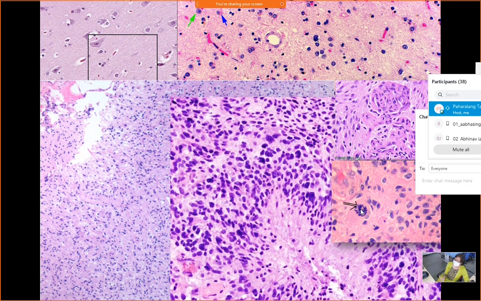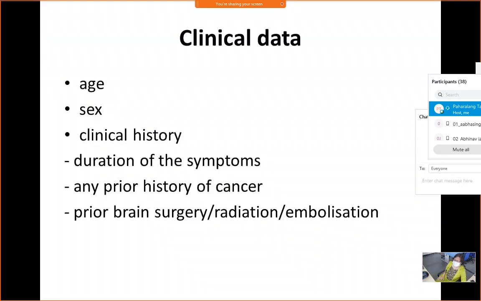But if you see a low-grade tumor and you see that the circumscription is there, especially on radiology images, then you can give a different picture to the family and say that if we successfully remove this tumor, he might be able to survive much more than 5 years, and probably it might also be a cure. You have to follow up quite often. Now when you look at tumors, this is the clinical data which you have to know: the age, the sex, the clinical history, duration of the symptoms, any prior history of cancer, any prior brain surgery, radiation, embolization.